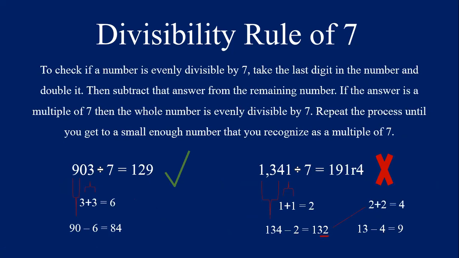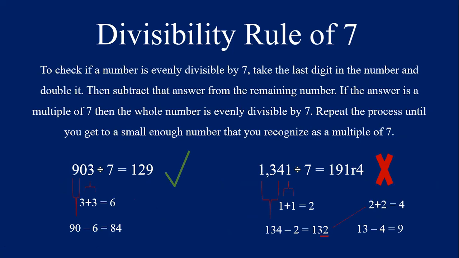The divisibility rule of 7. The divisibility rule of 7 says that to check if a number is evenly divisible by 7, take the last digit in the number and double it. Then subtract that answer from the remaining number. If the answer is a multiple of 7, then the whole number is evenly divisible by 7. You can repeat this process until you get to a small enough number that you recognize as a multiple of 7. This one's a little bit more complicated and it works easier with smaller numbers, but let me show you what I mean.